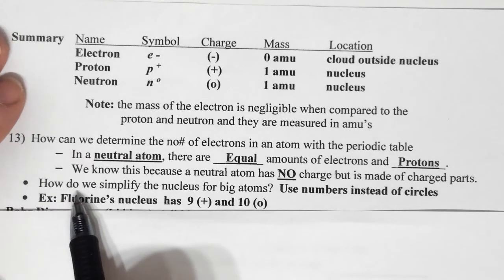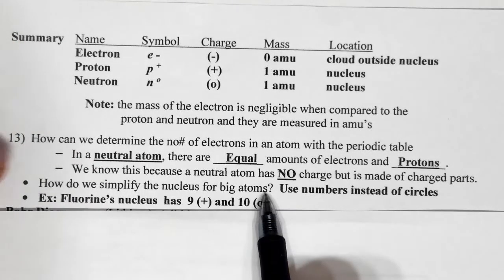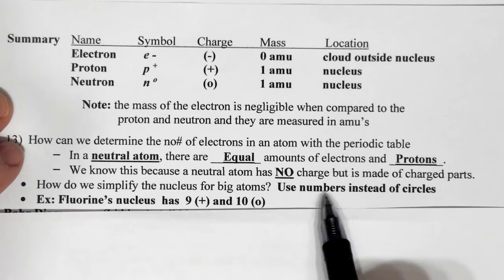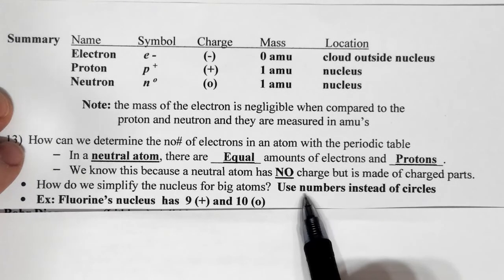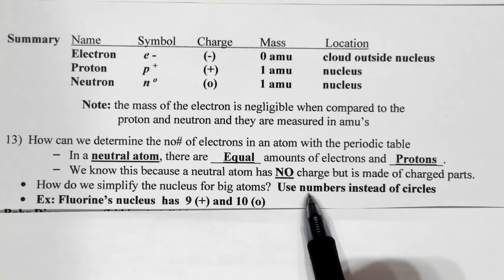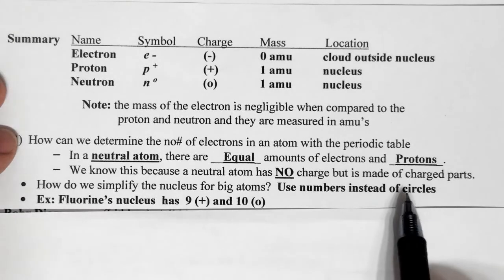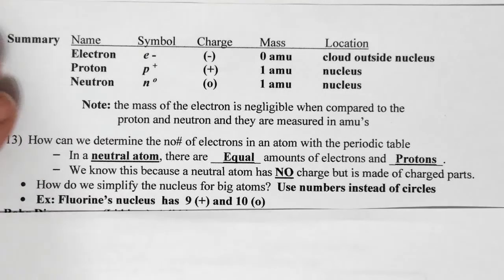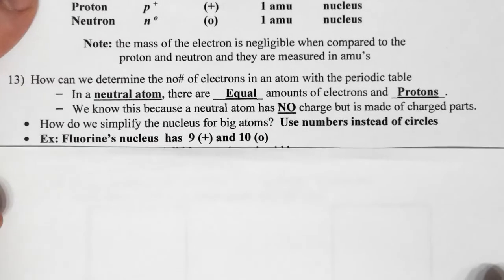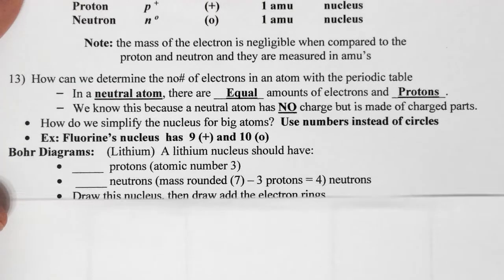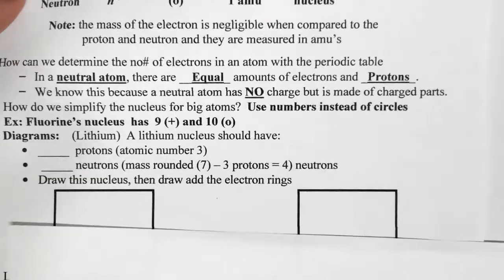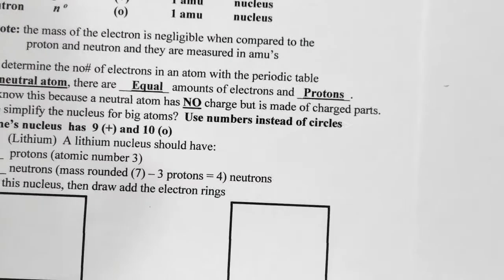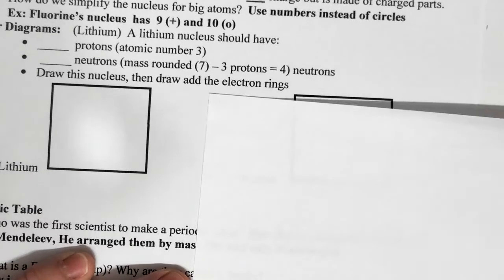So how can we simplify a nucleus for big atoms when we're doing a large Bohr diagram? Well, let's talk about that, and let's show you the easiest way to do a Bohr diagram. I want to take about a minute here before we finish and do a Bohr diagram with you. Let's say that we have lithium, and I want to draw the Bohr diagram for lithium. So how would I do that? So here we go.